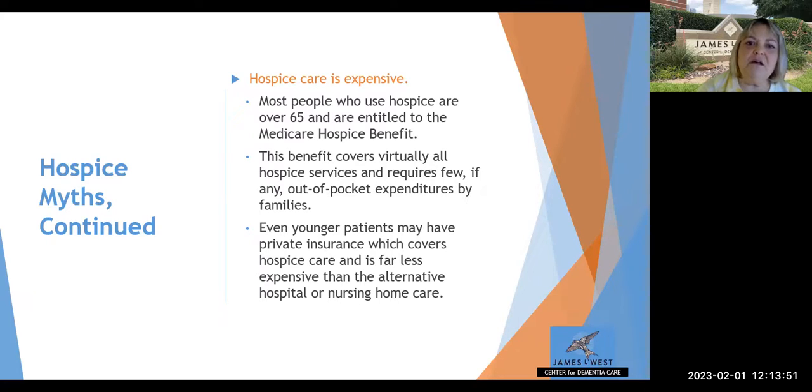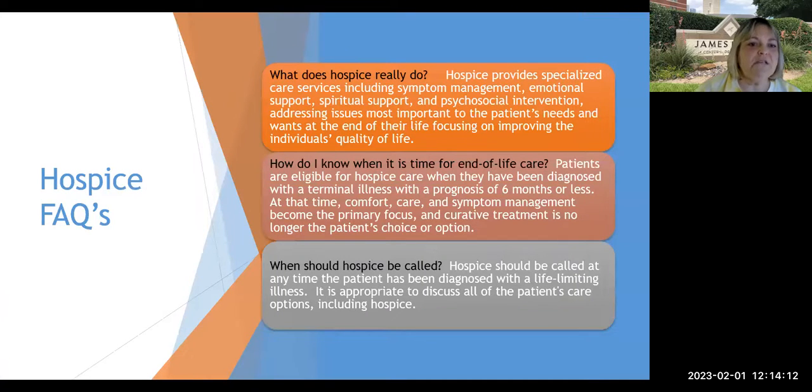Here's a myth. Hospice care is expensive. We've already gone over that. Most people who use hospice care are over 65 and entitled to the Medicare benefit. But even younger patients can use private insurance, or they can get it done pro bono, where they are not having to pay for it. So those were the top 10 myths. And now I want us to look at the frequently asked questions.